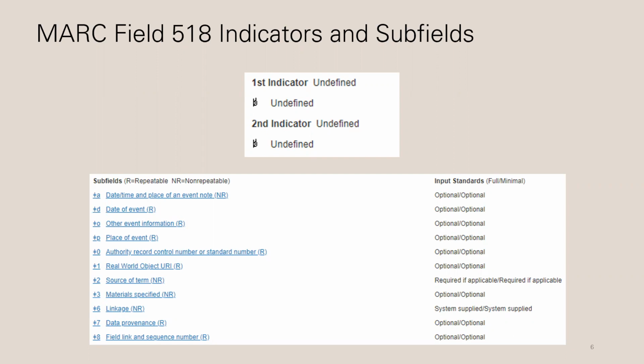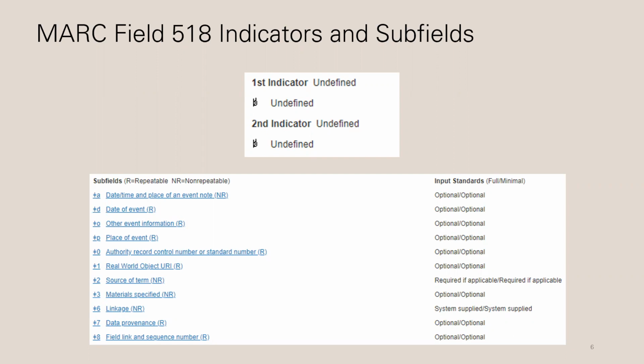Subfield 2 is for the source of term. It is not repeatable and is required if applicable. Mark code that identifies the source of the term in subfield P when from a controlled list. See subject headings and term source codes. Subfield 3 is for the material specified. It is not repeatable and is optional. For information about subfield 3, see control subfields.